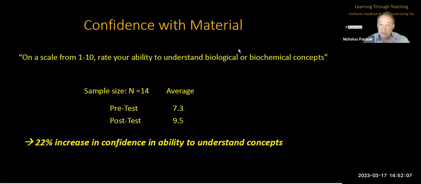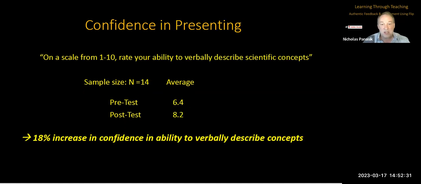But in terms of confidence with the material, I do a pre-test and a post-test in this data. So this is when the class just started, and then this is at the end, after the course is over. Rate your ability to understand biochemical concepts from 1 to 10. It goes from 7.3 to 9.5, so there's an increase in confidence to understand the concepts. We did a similar comparison with rating their own ability to verbally describe things, going from 6.4 to 8.2, which is almost a 20% increase in their confidence in their ability.